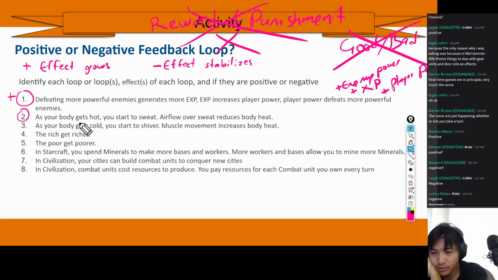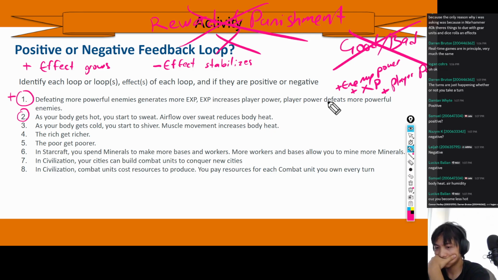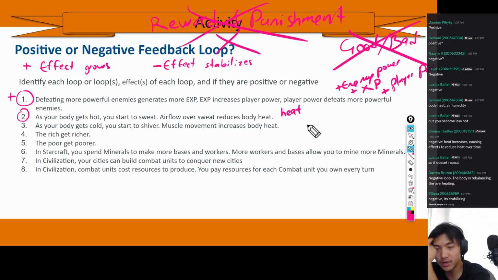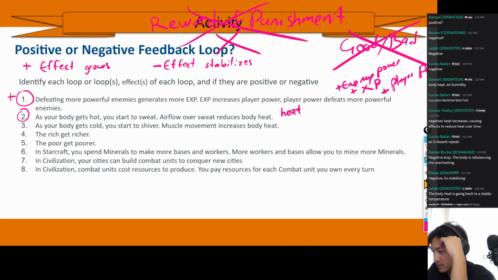Can we give reasoning? We need to give our reasoning. Heat. So heat is definitely a thing that's changing. Heat and sweat, right? So what's happening here? Let's look at what this means if we graph this over time. If heat is our variable, what happens to heat? The body is getting hotter, but we start to sweat. So actually, the heat stabilizes.